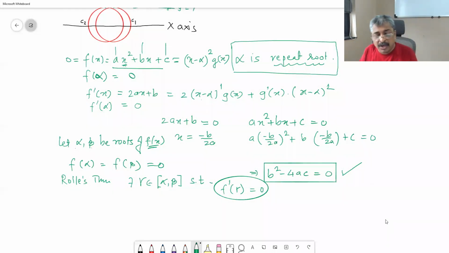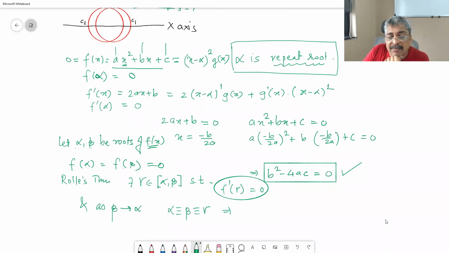f dash of gamma is equal to 0, and as beta tends to alpha, and gamma is supposed to be between them, then if you have repeat roots, f of alpha is equal to f of beta is equal to 0. That is one condition already you have. And as beta tends to alpha, basically alpha coincident with beta coincident with gamma, and therefore f dash of alpha is equal to 0 is yet another condition.